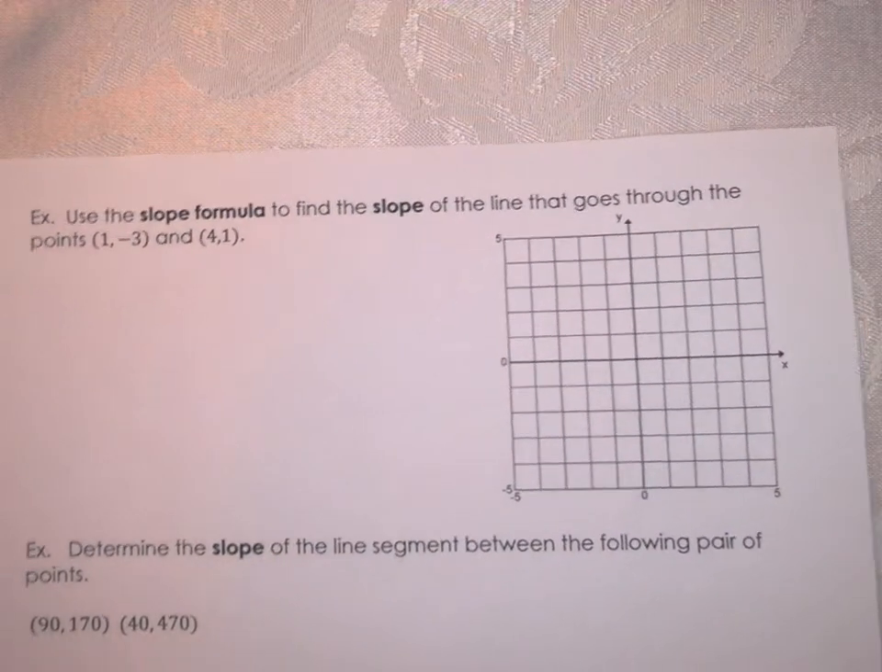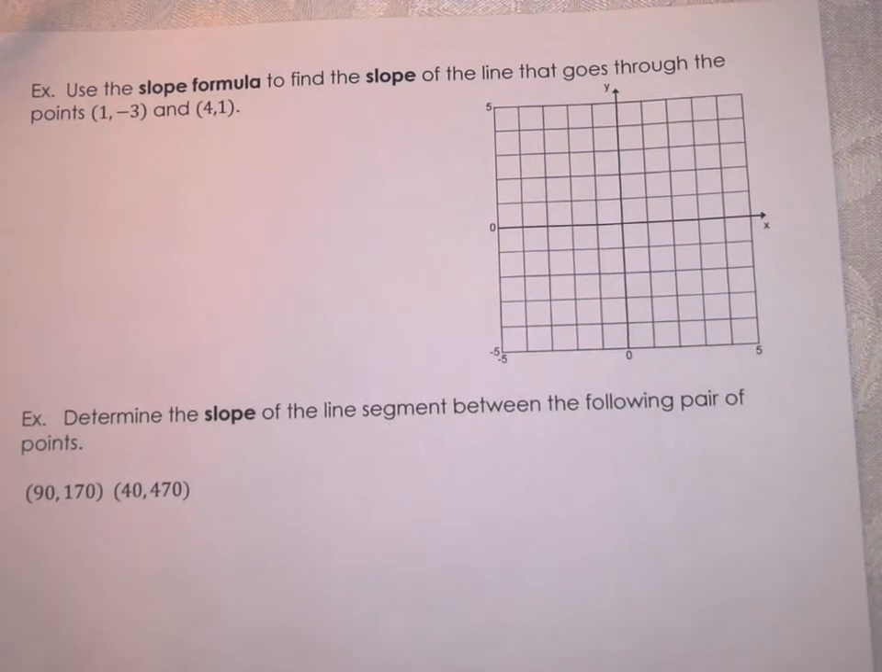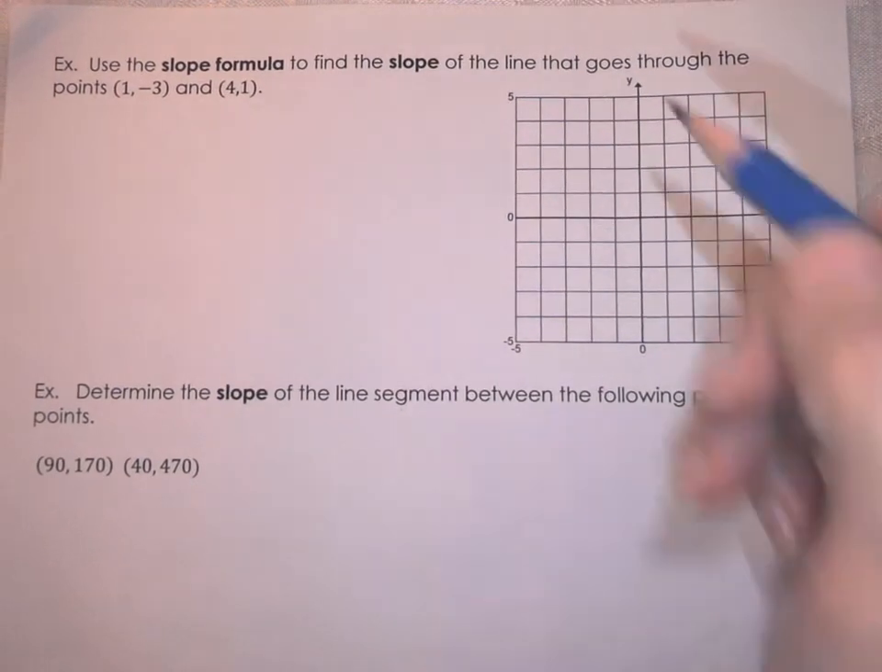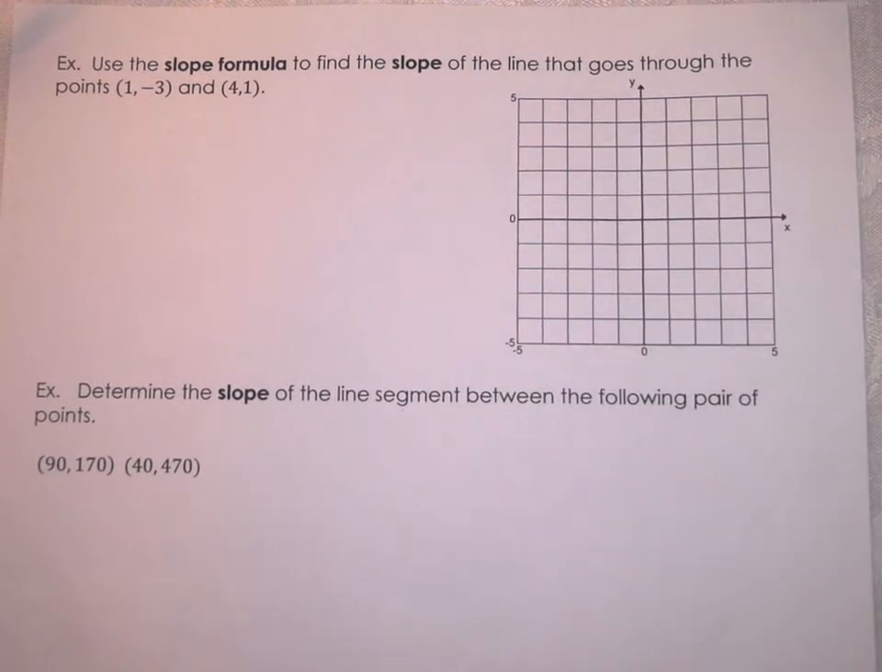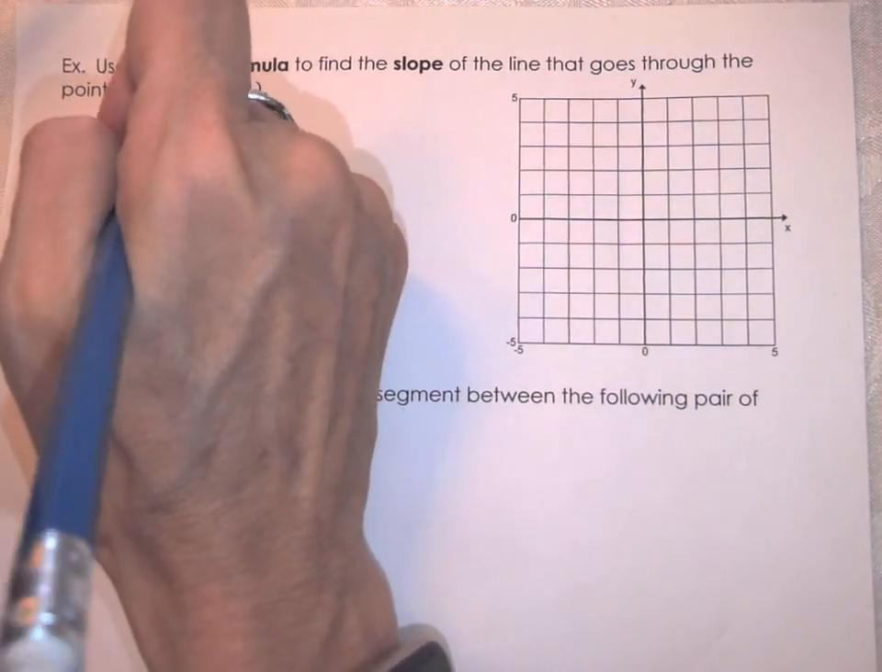So use the slope formula to find the slope of the line that goes through those points (1, -3) and (4, 1). I'll show you 2 ways to do this as well. So first of all, we can plot those points. Make sure they're going to fit if we go by ones here, which it looks like they will. And remember, this is an X and this is a Y.